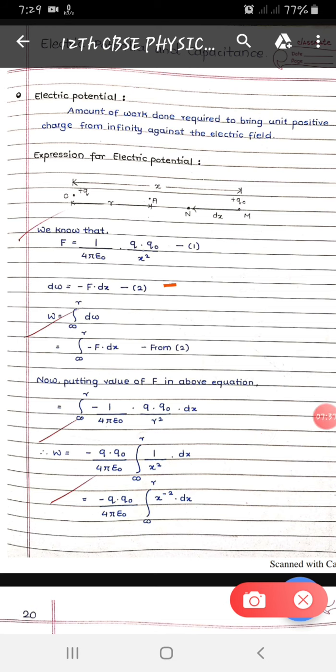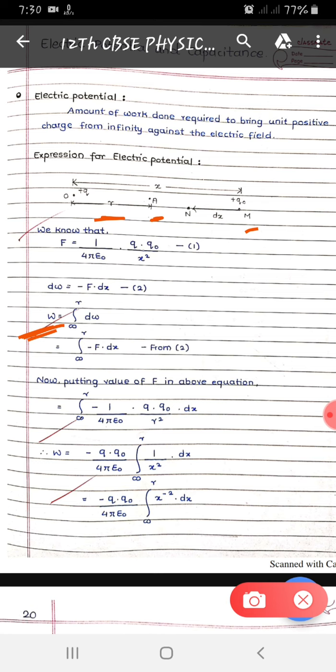So this is the small work done from M to N, but our main purpose is to bring the charge from M to A. In order to bring the charge from M to A, we have to consider all the work done in between. So the total work done will be W equals the whole integration from infinity to R, the distance up to A. That's why we have written infinity to R.